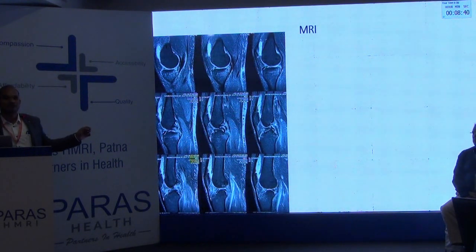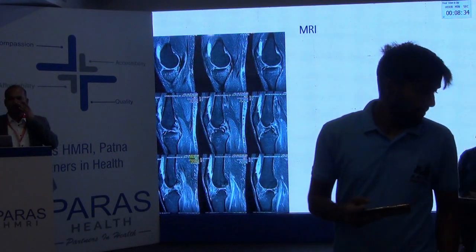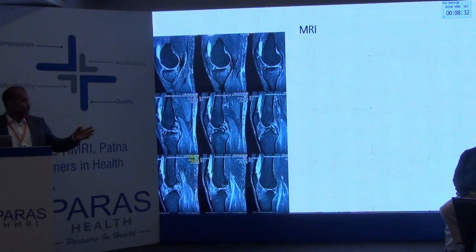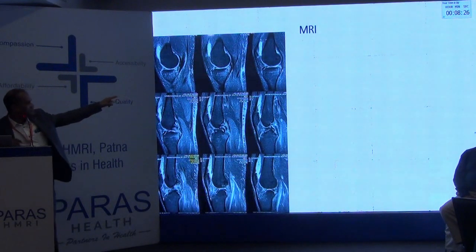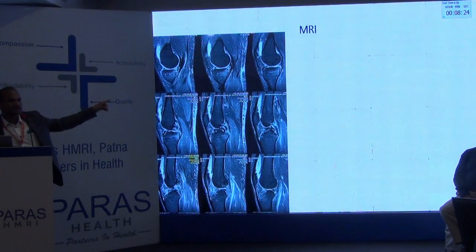So, double PCL sign. That is predictive of a bucket handle tear. So this is a double bucket handle, and the double PCL sign is there. At the same time, you can see the posterior horn of the medial meniscus is hardly visible in this slide.